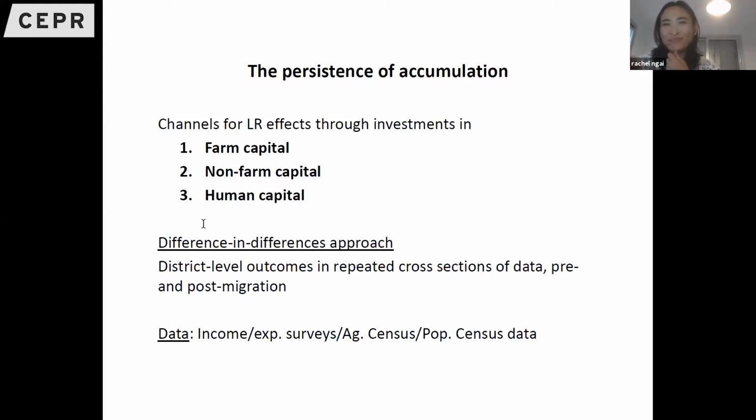So that's enough time to give you a highlight of what we find regarding evidence on the persistence of accumulation, or the mechanisms for the persistence of these results. Here our identification strategy obviously uses the capital shock conditional on the number of migrants, but we're lucky enough that we can actually measure outcomes at the district level for each of the channels.